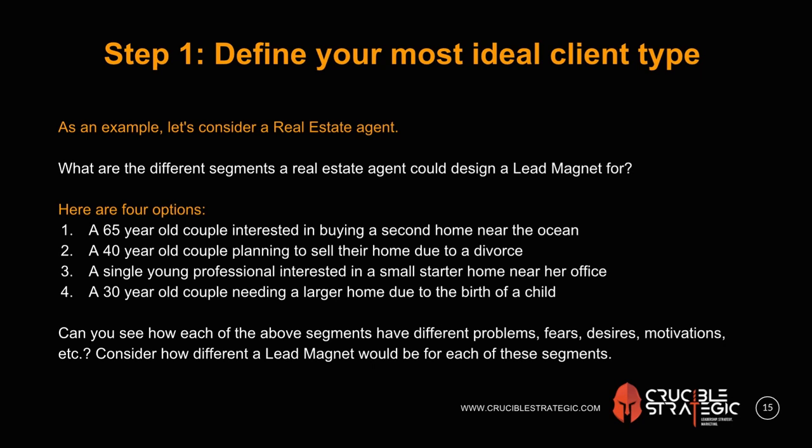And 4, a 30-year-old couple needing a larger home due to the birth of a child. Again, that's very different. They're adding to the family, so you would market to them differently. You would show them different things. They would be worried and concerned about different things. So you have to pick a very specific client or customer avatar, okay? I'm sure now you can see that each of these has different problems, fears, desires, and motivations. Consider how different a lead magnet would be for each of these 4 examples. So you need to apply this to your business as well.